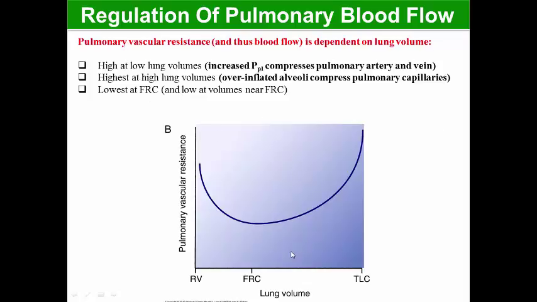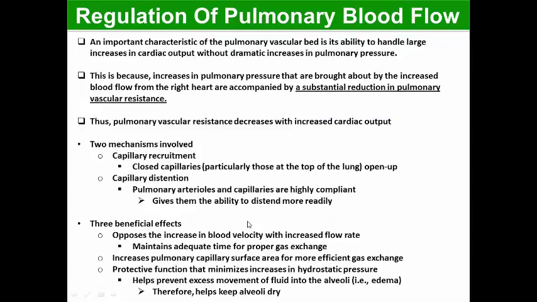So we can see here on the x-axis the lung volumes, and on the y-axis the pulmonary vascular resistance. At low lung volumes, the residual volume, it is high. At total lung capacity, which is the high lung volumes, it is highest, and it is lowest at the functional residual capacity.